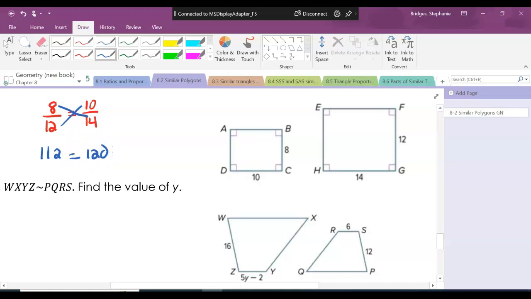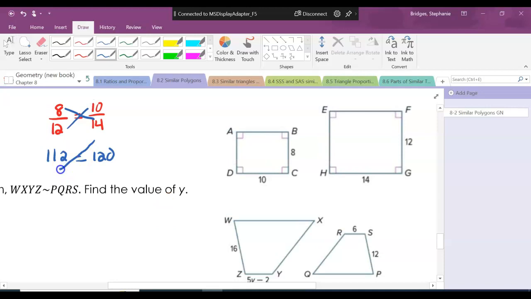Are those equal? No. That means my sides are not proportional, so these things are not similar. If those 2 numbers had been equal, then we would say that the sides were proportional. Does that make a little bit of sense? Okay, sorry I left that one off of there for some reason. I don't know why. It's a mistake on my part.